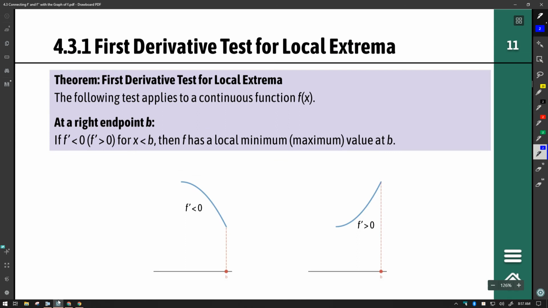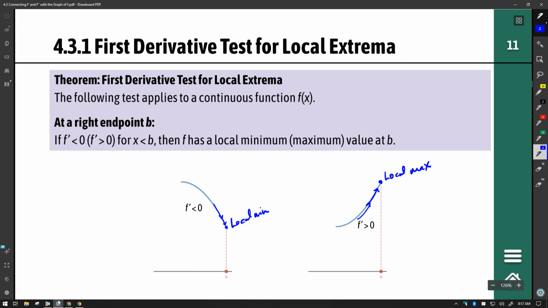Same thing goes for a right interval. We only look at the left side of that point. If f prime is negative, meaning the graph is decreasing or falling, we have a local minimum value. And if f prime is positive, meaning the graph is rising or increasing, then we have a local max.